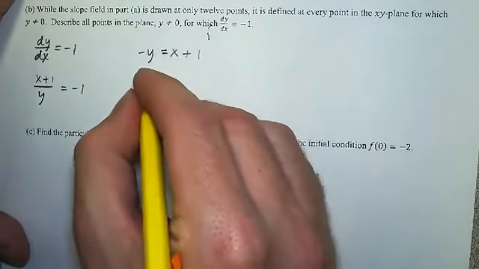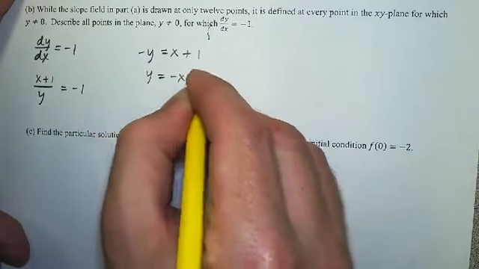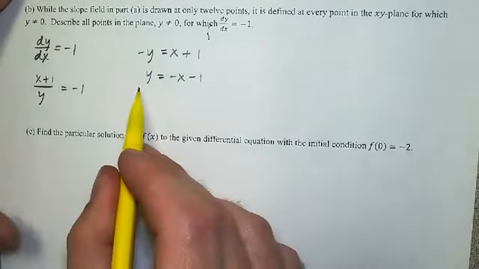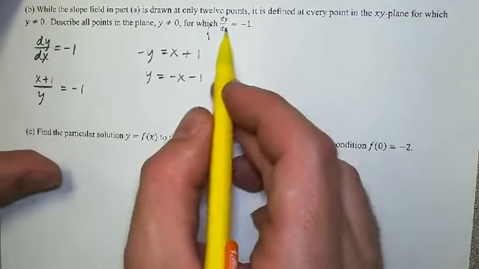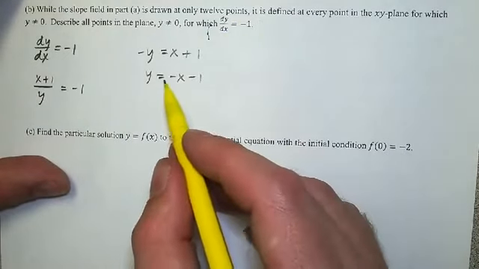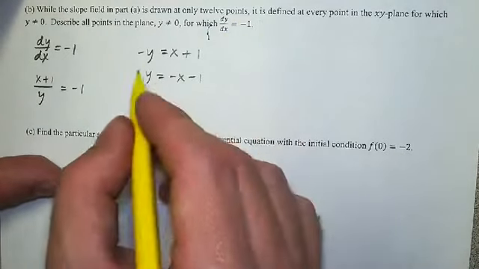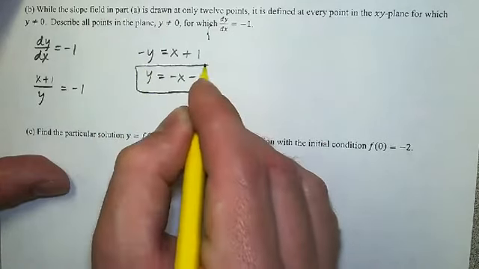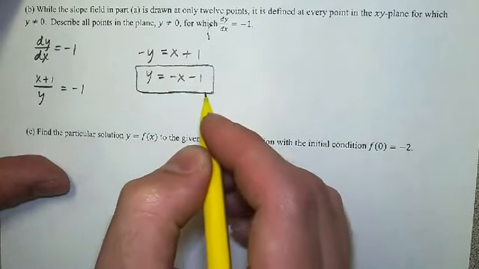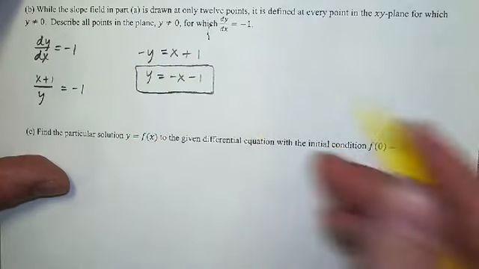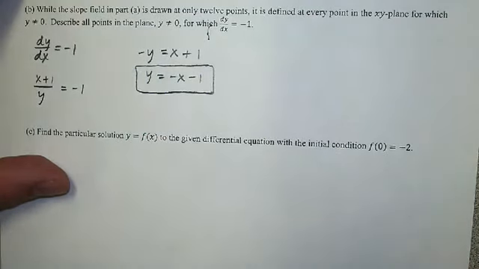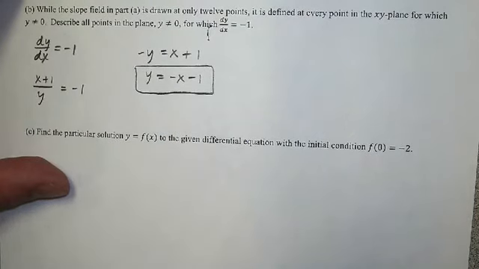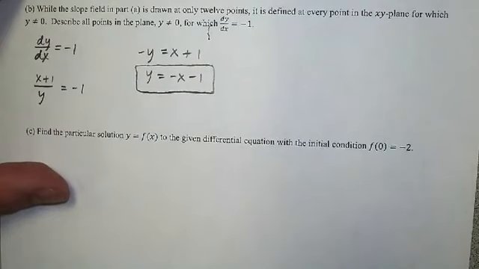And maybe I'll multiply both sides by -1. Obviously, but we'll still go to it. And so all of the points where dy/dx is equal to -1 sit all along the line y equals -x minus 1. So this is actually a solution to the differential equation. It's not a very interesting one, but it does work.